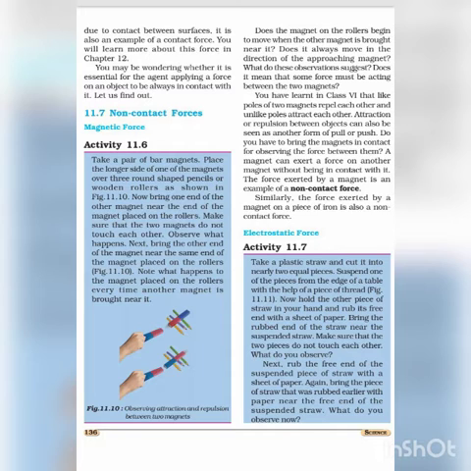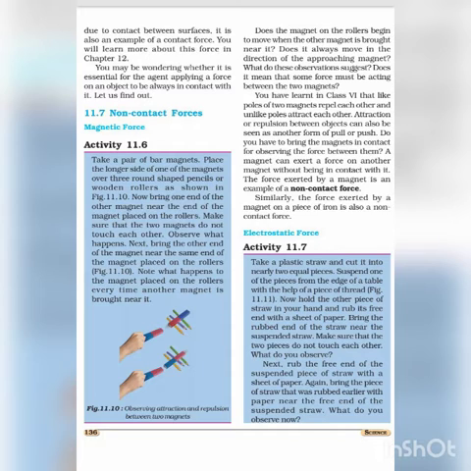First is the magnetic force. A force exerted by a magnet on iron objects is the magnetic force. Refer to figure 11.10. We have already studied that like poles repel each other and unlike poles attract each other.